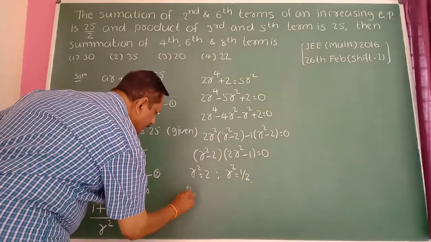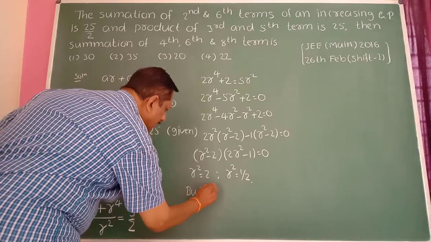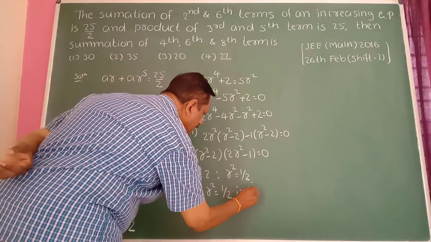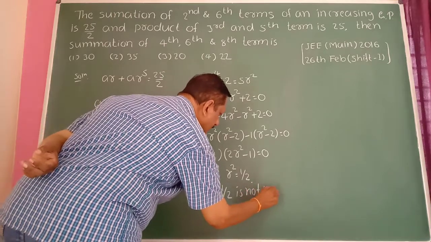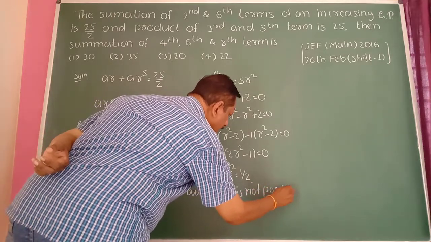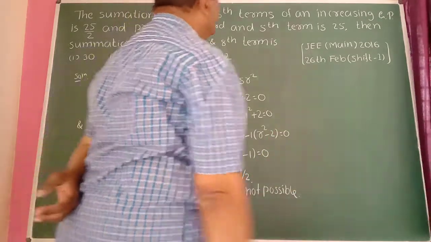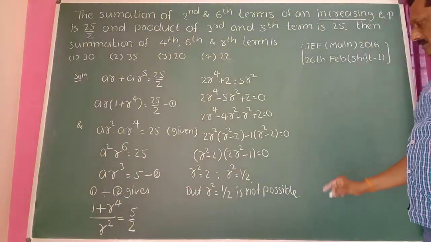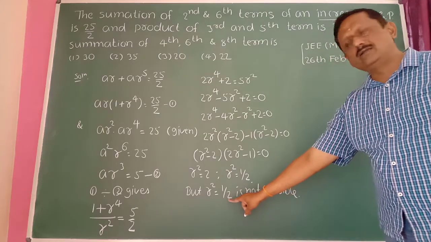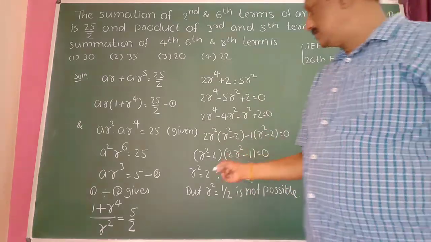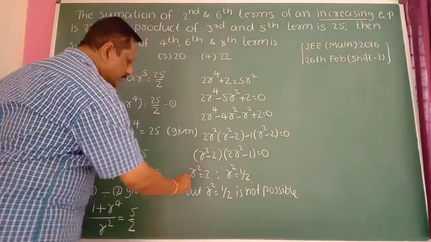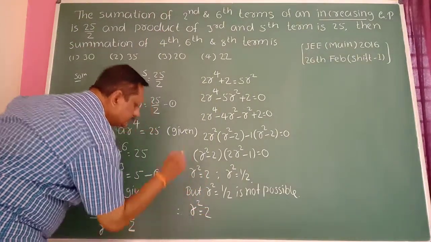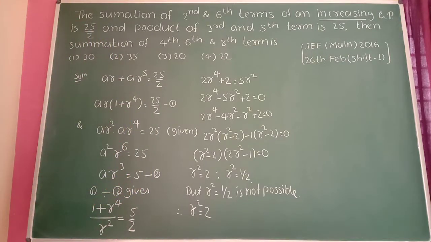But R^2 equal to 1 by 2 is not possible, because here they given it is an increasing GP. If you take R^2 as 1 by 2, then it becomes a decreasing GP, so it is not possible. So R^2 is equal to 2 is correct here.